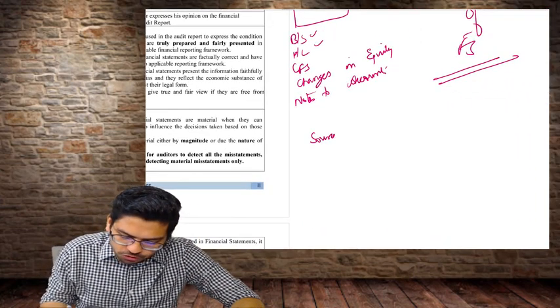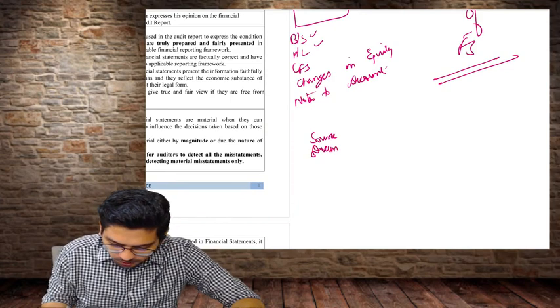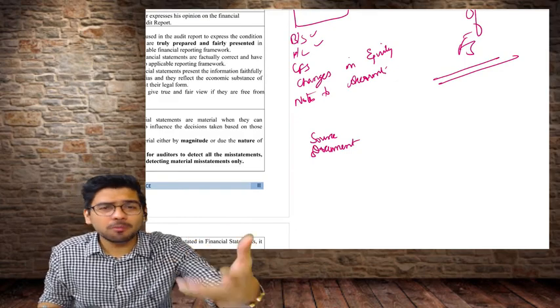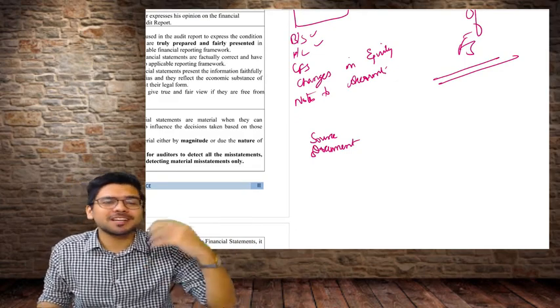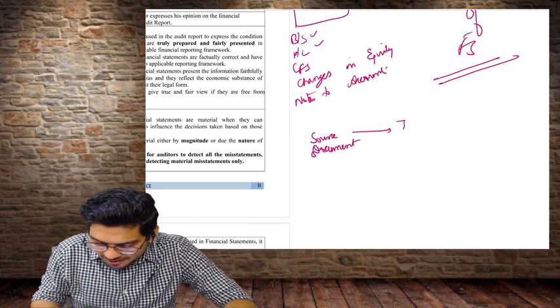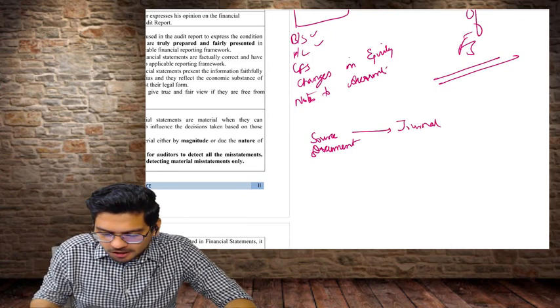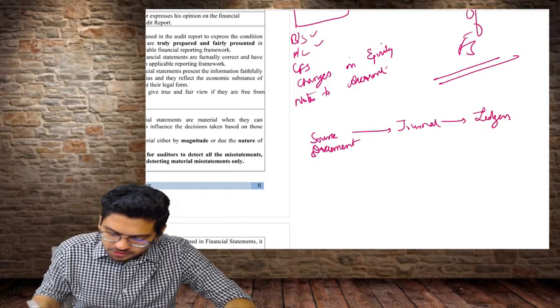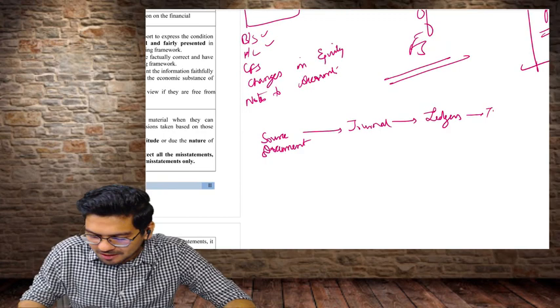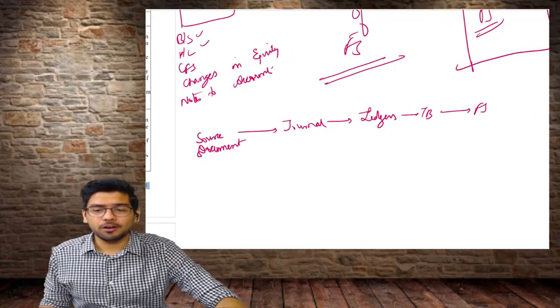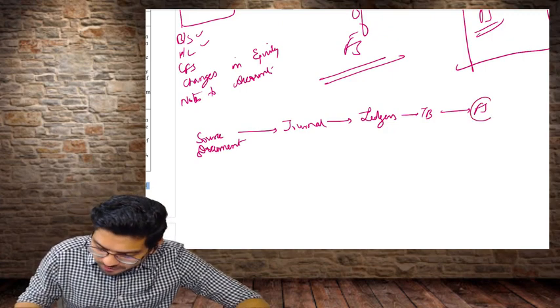There will be some source document on the basis of which an entry will be made into the accounts, into the systems. Source documents can be an invoice or a voucher. From here the entries are posted into the journal. From the journal it goes through the ledgers, you all know this. From the ledgers the trial balance is made, and from the trial balance obviously the financial statements are prepared. Now we have to check these financial statements.